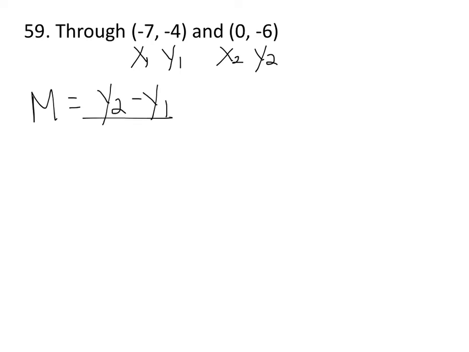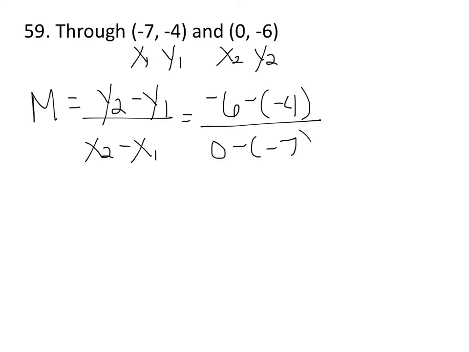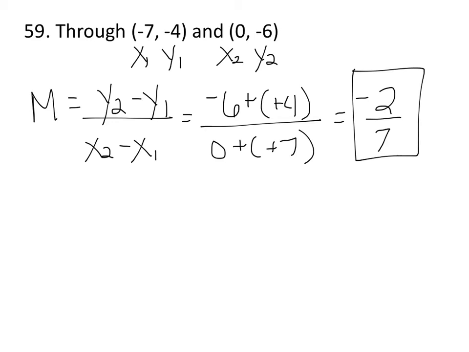Alright, here we go again. They gave me 2 points. So I'm going to have to do the formula for slope to find out what my slope is before I can write the equation of a line. So y2 is negative 6 minus y1 is negative 4. x2 is 0 minus x1 is negative 7. Add a line, change a sign. Add a line, change a sign. So we have negative 2 over 7 is our slope.